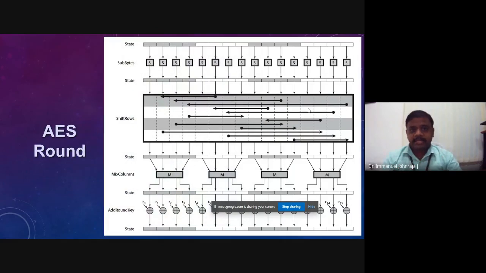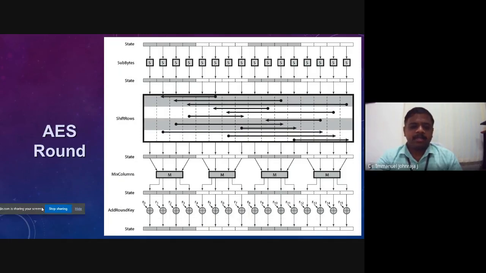So this is the whole AES round in a representation way. Don't be worried by looking at the diagram. Why is it very complicated? It's not that complicated. You got the initial state, substitute byte, you got the state again, shift rows are shifted here and there, and then you got the state, then you got the mixed column operation, you got the state, and the round key is added with the XOR operation, you got the state.